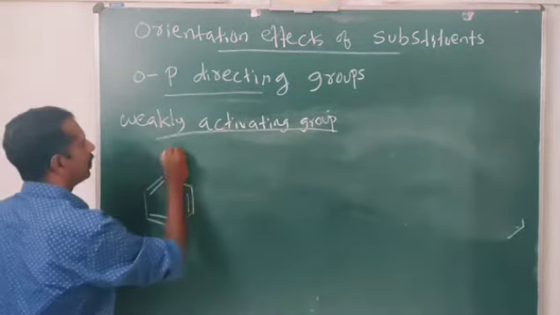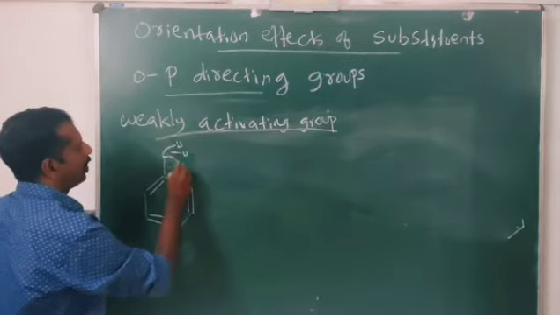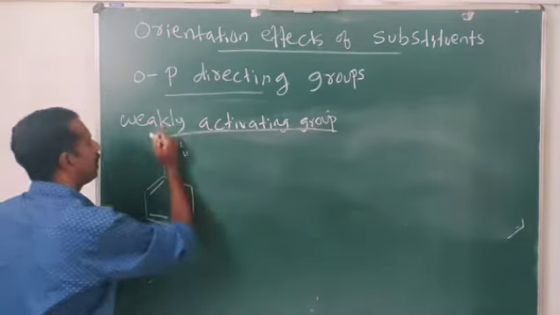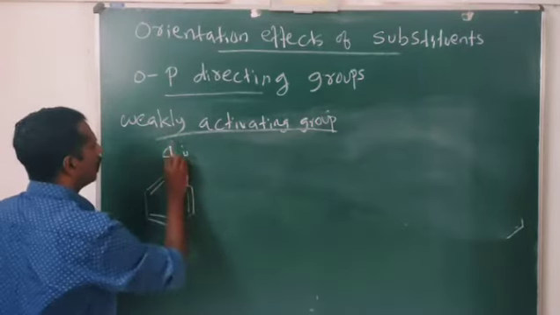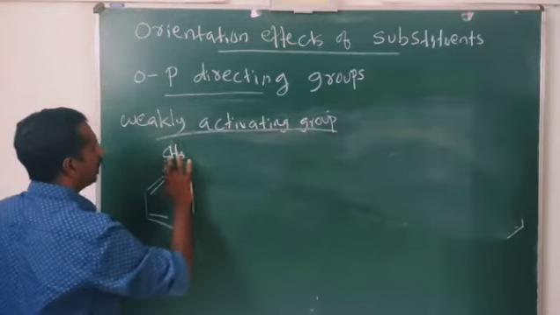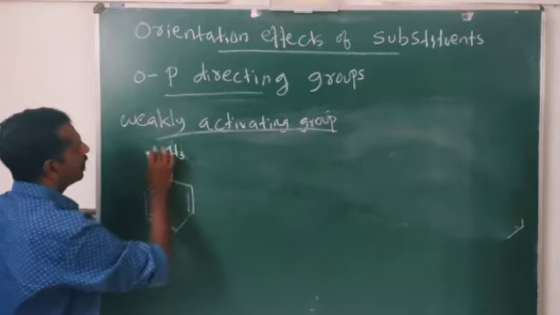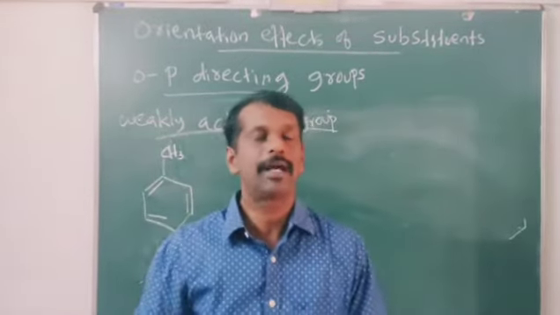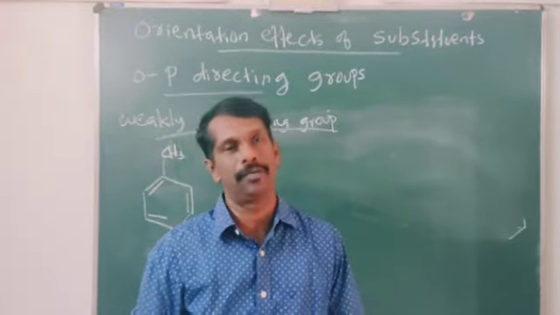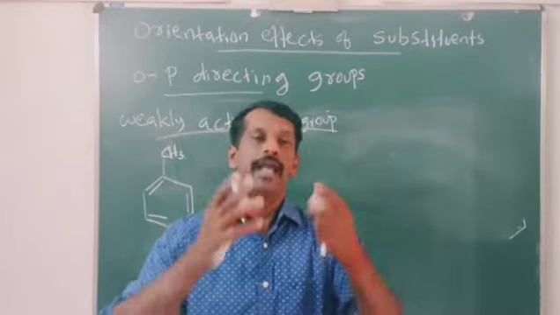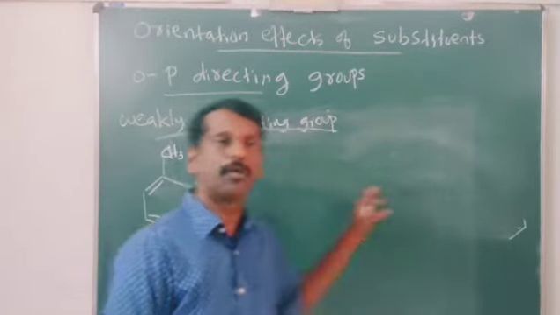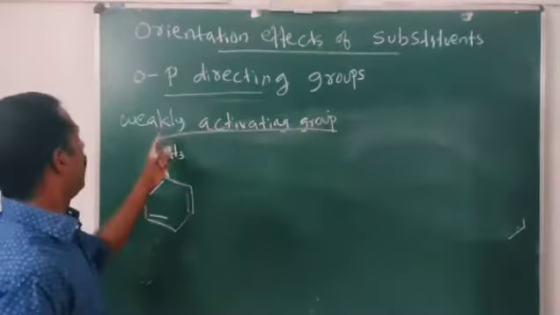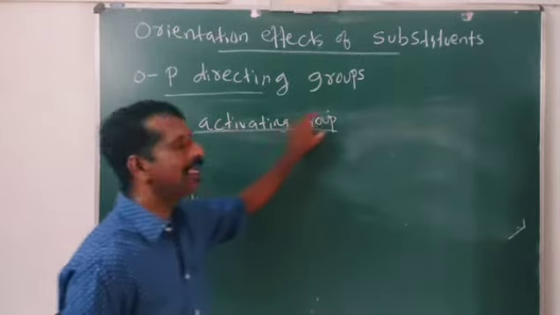Those 4 electrons are used for making bonds with 3 hydrogens. So CH3 means total outer electrons is 4, and the 4 electrons are used for making 4 bonds. Therefore, this carbon does not have an unshared pair of electrons. It does not have a lone pair because the outer electrons are used to make 4 bonds. But this methyl group is also a weakly activating group.